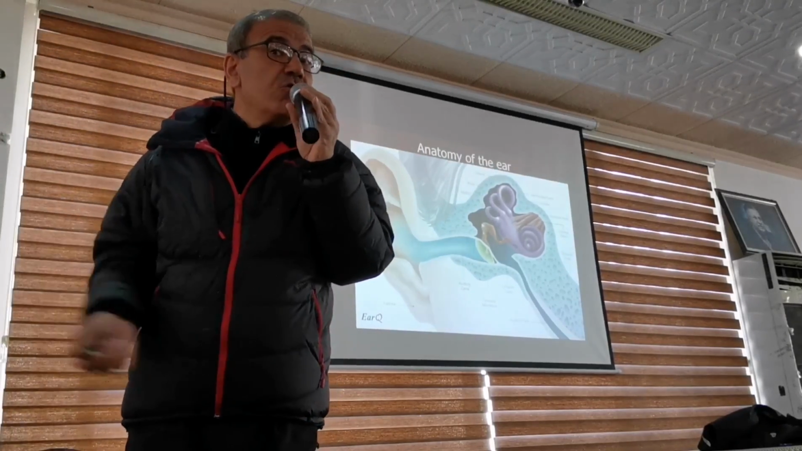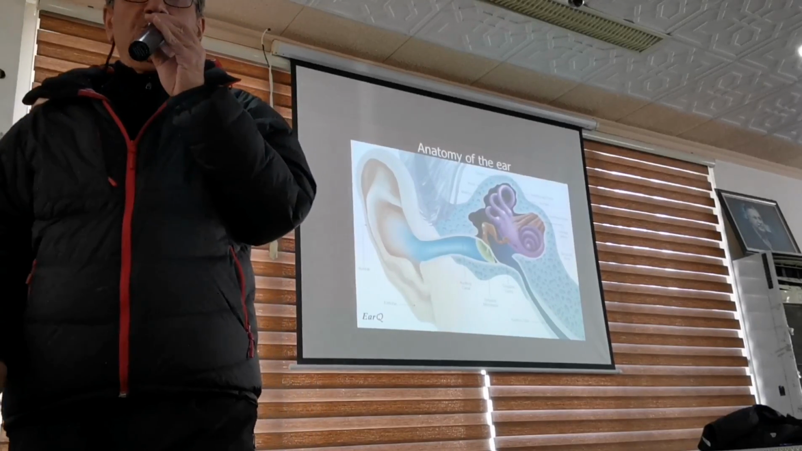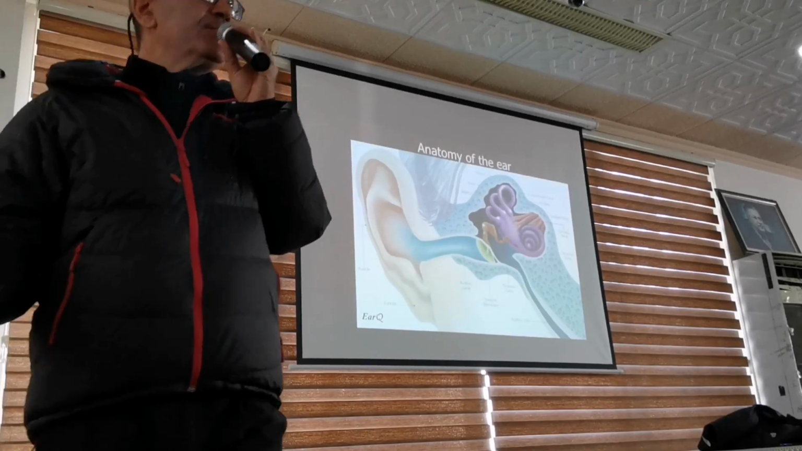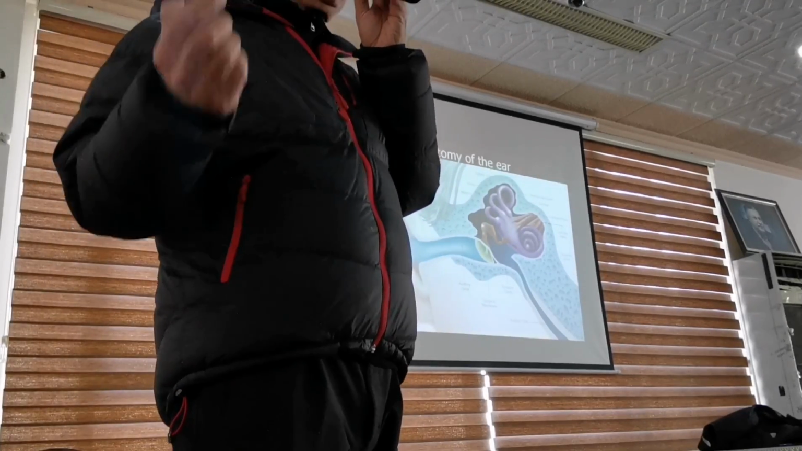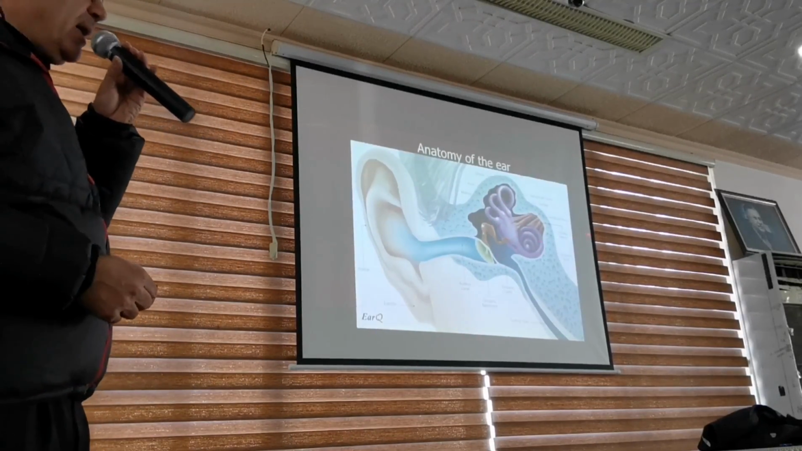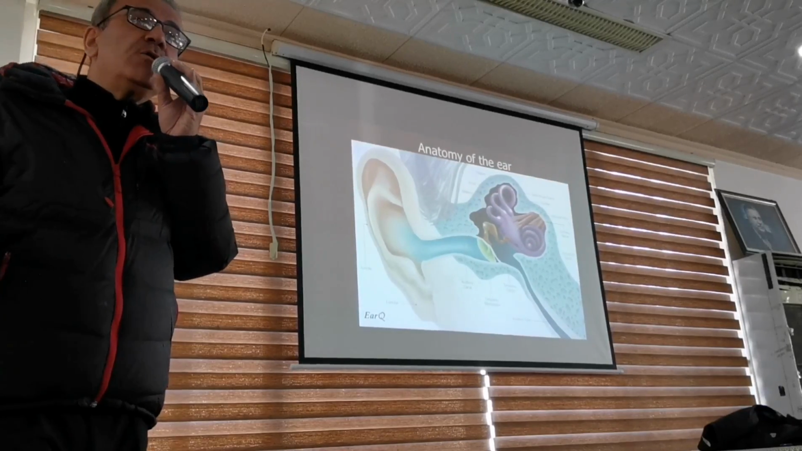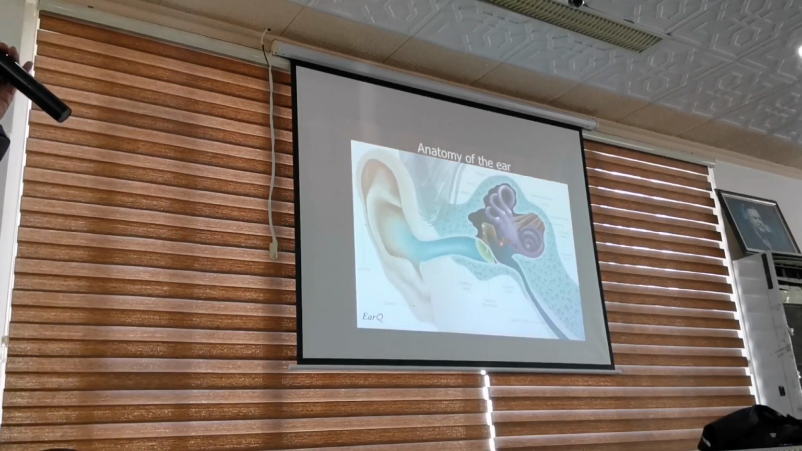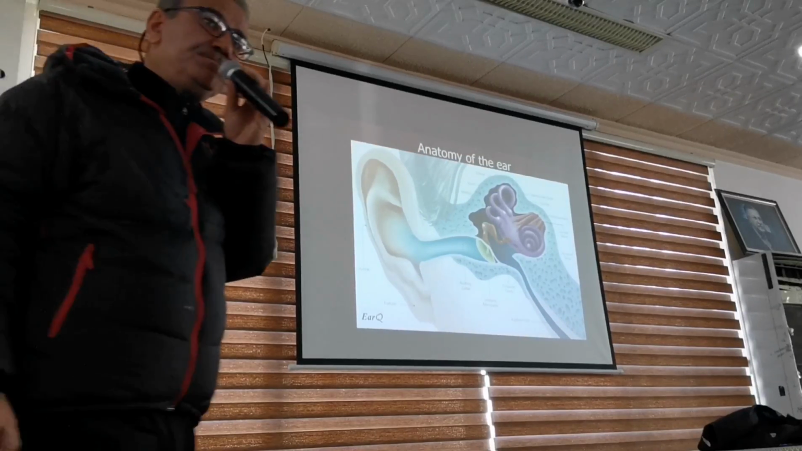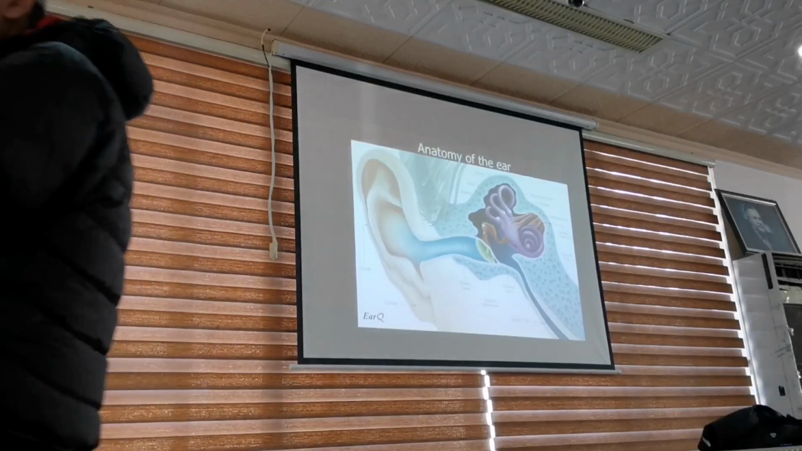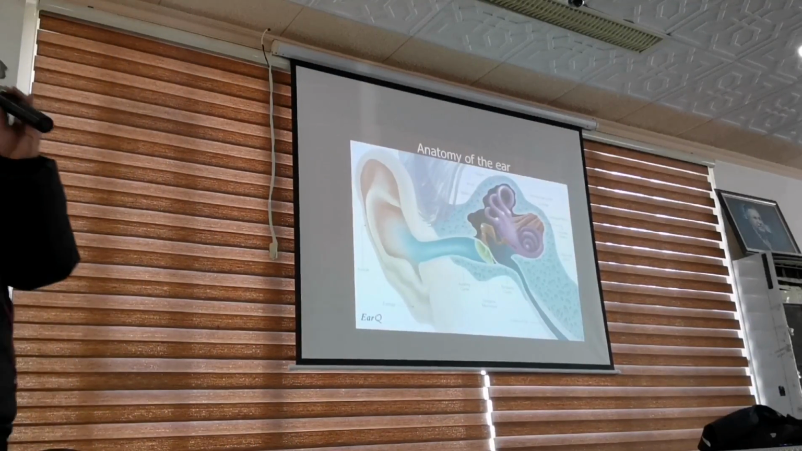The fluid is not compressible, neither distendable. Conductive deafness can occur. So the function of the Eustachian tube is to equalize the pressure between the two sides of the tympanic membrane so that the tympanic membrane can move freely.